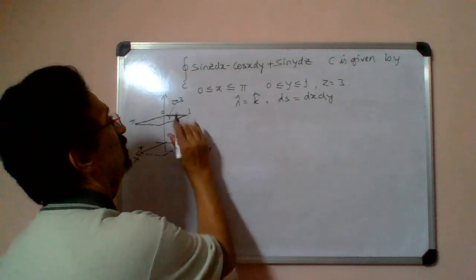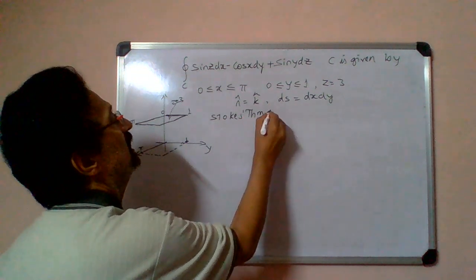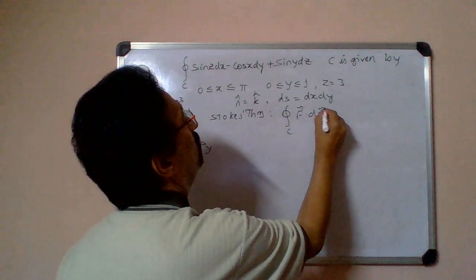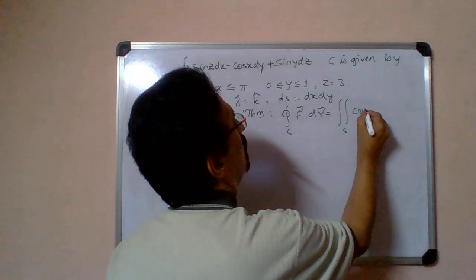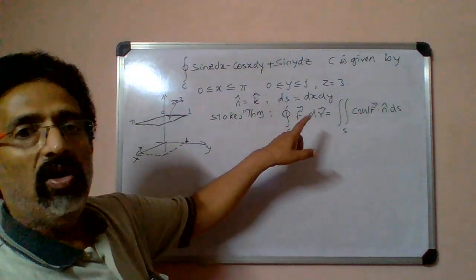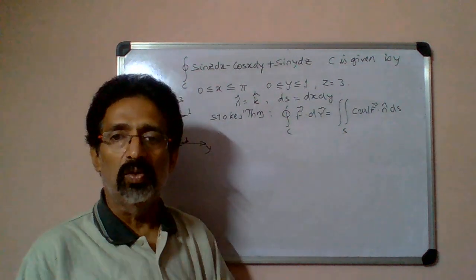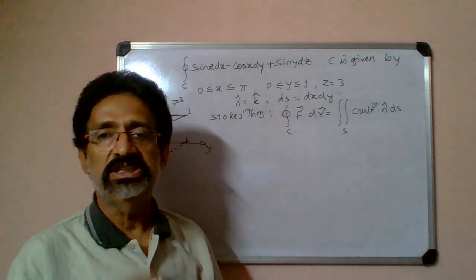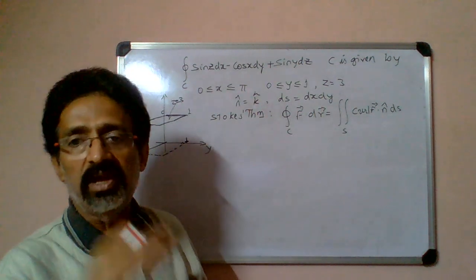So now what does Stokes theorem say? The Stokes theorem says the closed integral over C of f bar dot dr bar is equal to the double integral over S of curl f bar dot n cap ds. Now n cap I know is k cap, ds also I know is dx dy. Since we considered the plane parallel to the xy plane, our separate calculation for ds and the normal are reduced now.